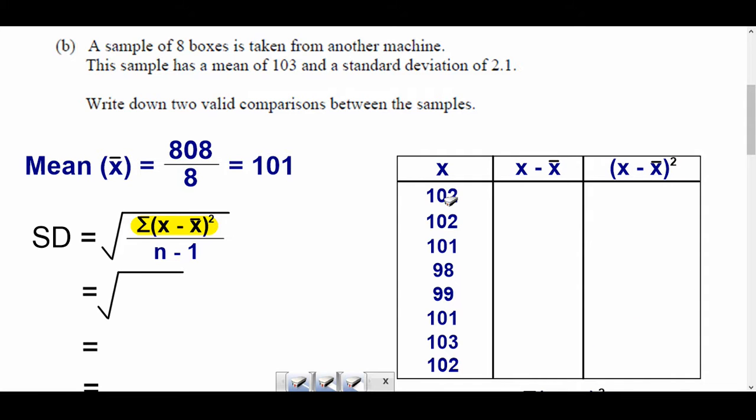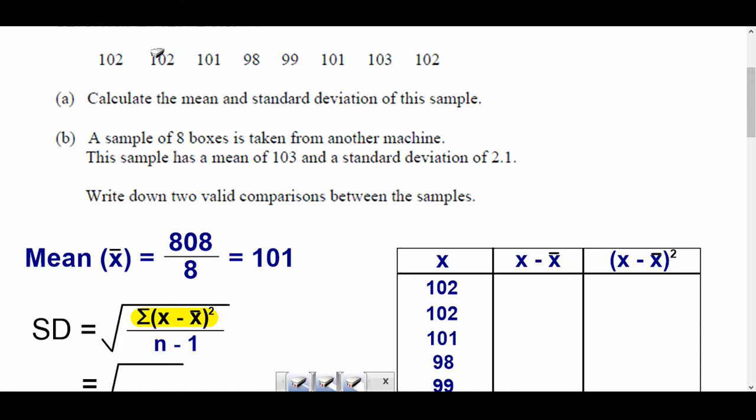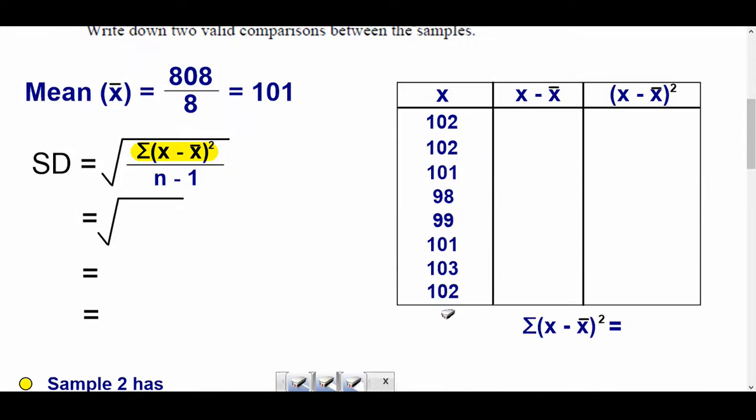So we're trying to basically write all these numbers out from up here, 102, 102, 101, and so on, in a big list. And you subtract the mean from each value. So the mean's 101, so we're doing 102, take away 101, which is 1. Same again. 101 take away 101, 98 take away 101, minus 3, 99 take away 101, and so on.